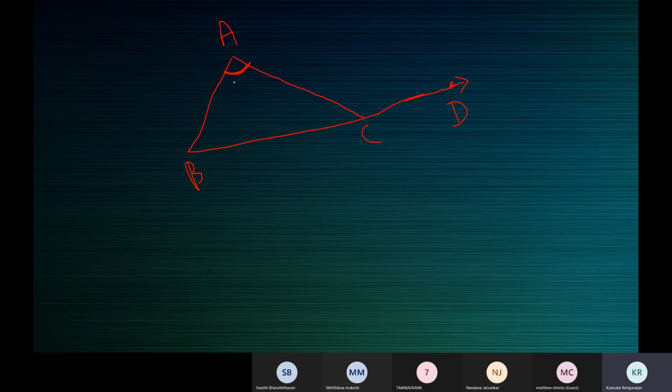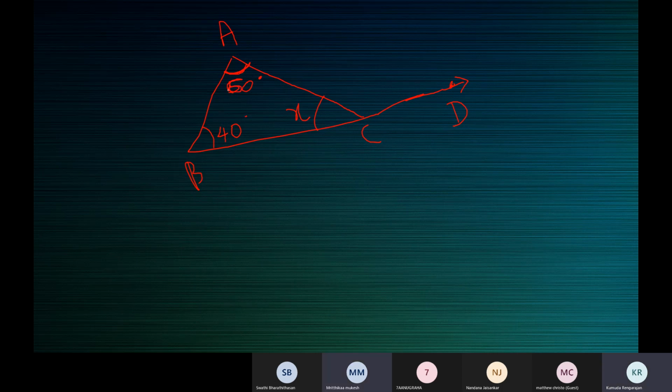Now, children, let me take a numerical example. I'll call this 60 degrees, and let me say this is 40 degrees. Now, children, find the measure of angle X. Find X, children. Sorry, this is 60.